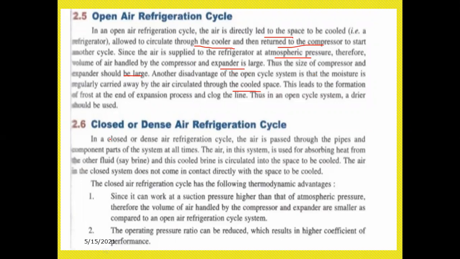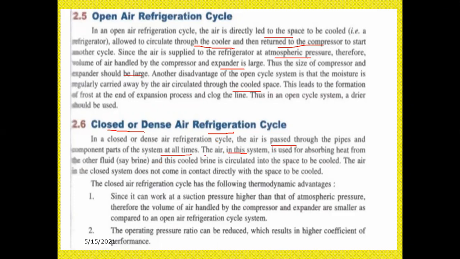Next one, closed or dense air refrigeration system. In an open type, air is passing into the refrigerator, and also a dryer should be used. Whereas in a closed or dense air refrigeration system, the air is passed through the pipes and ducts at all times. So in a closed type of system, the medium, the air, is passing through all the pipes and ducts and maintained continuously. The air in this system is used for absorbing the heat from the other fluid.